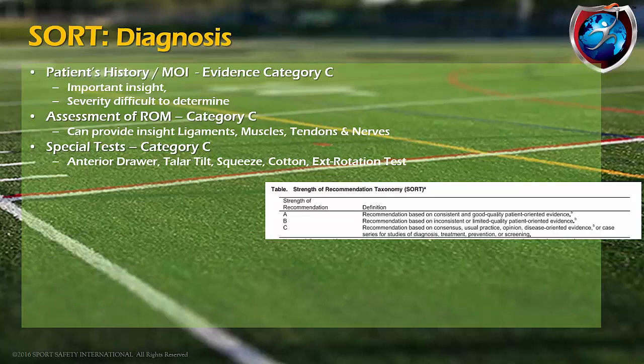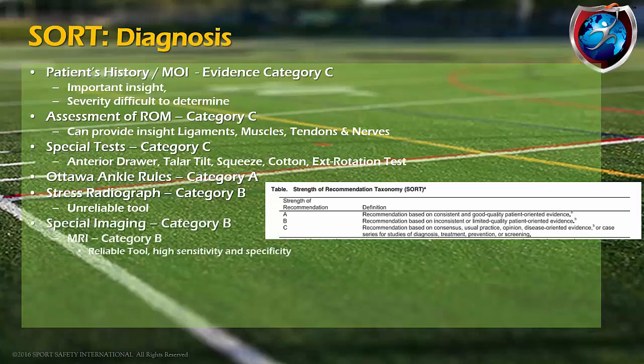Special tests for syndesmotic injury, such as the squeeze, cotton, and external rotation test, should be performed to assess injury to the anterior inferior tibiofibular ligament. And this is also Category C evidence. The Ottawa ankle rules are a valid clinical tool to determine the need for radiographs of the acutely injured ankle or midfoot and is characterized as evidence of Category A. Stress radiography is unreliable and is evidence of Category B.